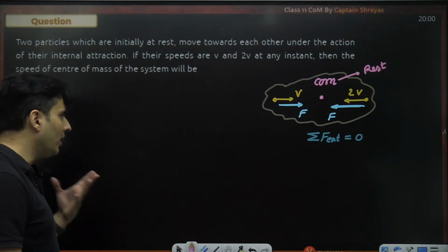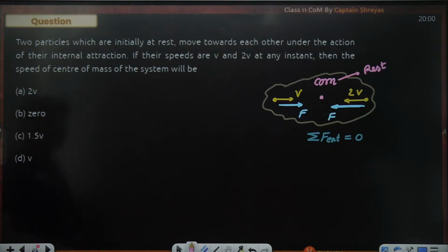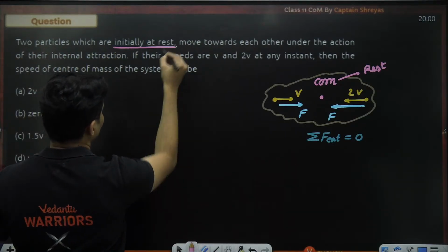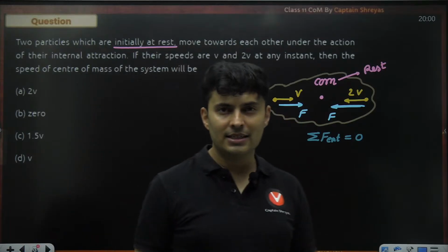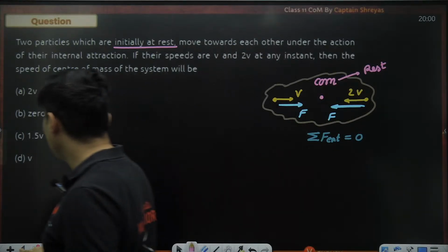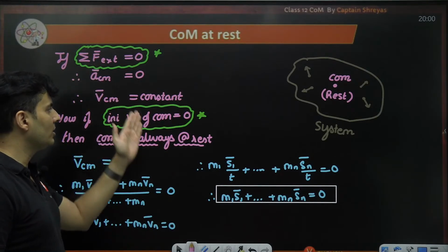Internal force cannot change the acceleration of the center of mass. So the answer is a big fat zero. Okay. So they were initially at rest. That is also given. Initially at rest. So finally also they will be at rest. Is that clear? This is direct application of this condition: external force and initial velocity are zero.